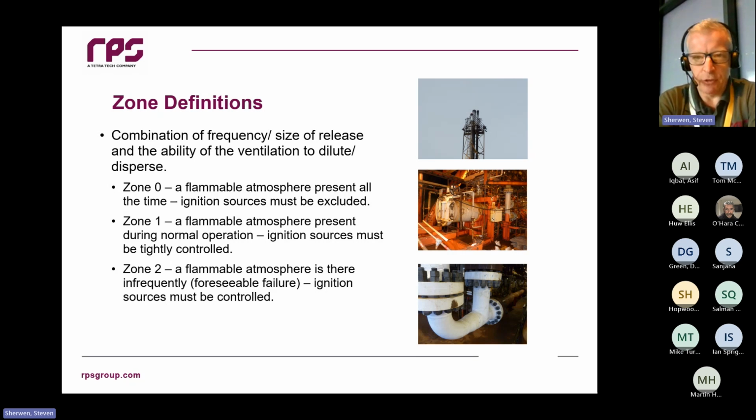The most arduous zone is a zone 0, and that, to all intents and purposes, is where you have a flammable atmosphere all the time. And I've written there that ignition sources must be excluded. Okay. Yes, ignition sources must be excluded. It doesn't mean that equipment needs to be excluded because, as you all know, you can engineer and design equipment so that it shouldn't produce an ignition source. Intrinsically safe equipment, very slow moving mechanical equipment, all those kind of things.